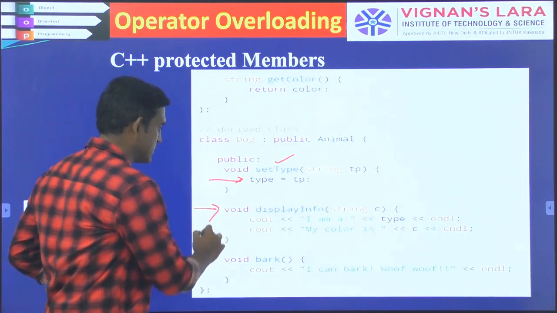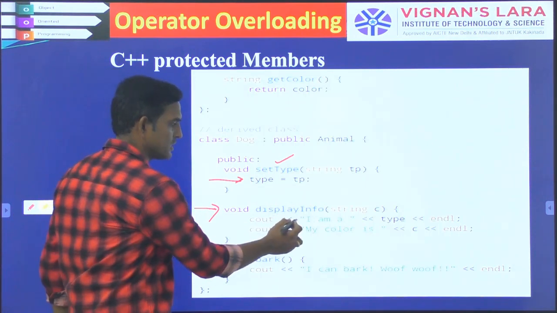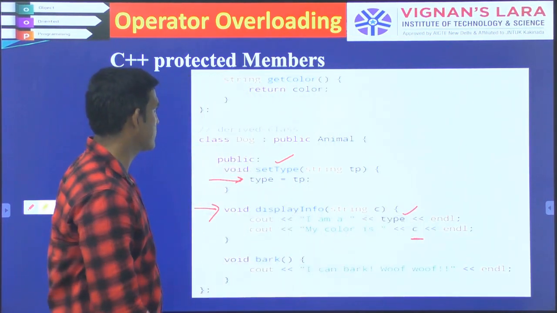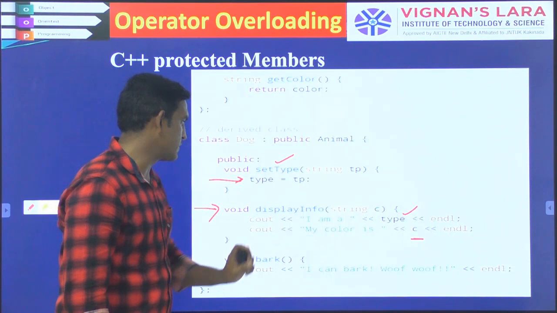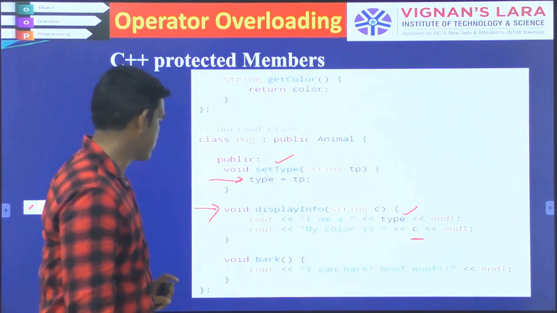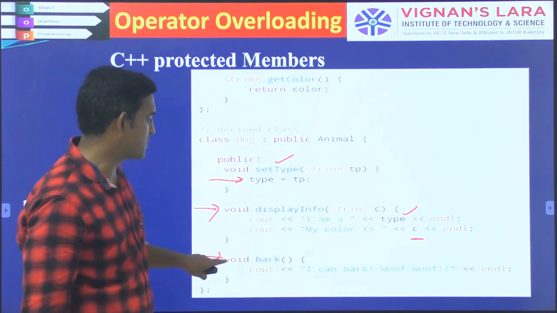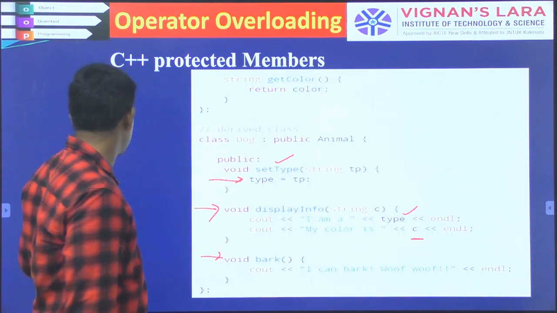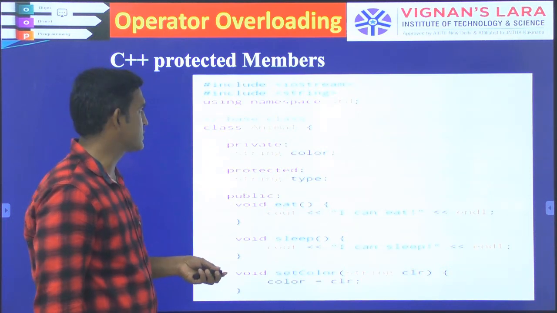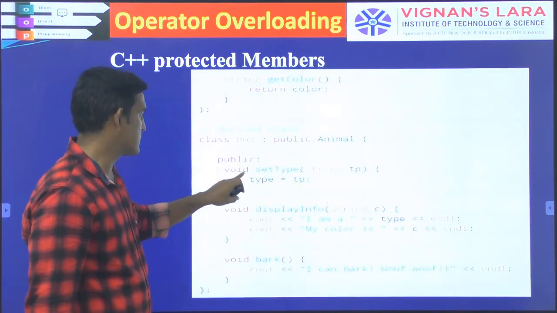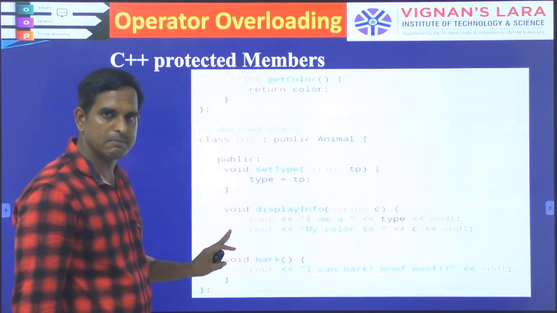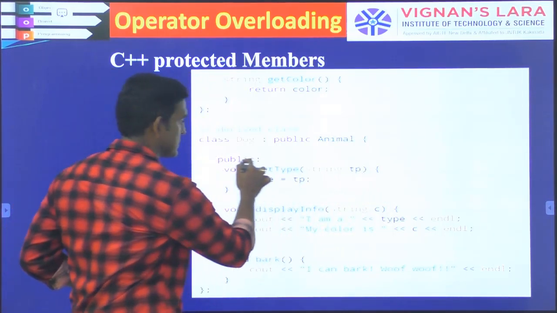And you are having display info method. In the display info method, you are printing the type and you are printing the C. What is the color? That color you are trying to print here. That is string C. You are going to pass some string C and print that particular C value. And you are having another general method, that is bark method. If you remember properly, you are having eat method, sleep method, set color method, get color method, set type method, display info method and bark method. All are general methods.